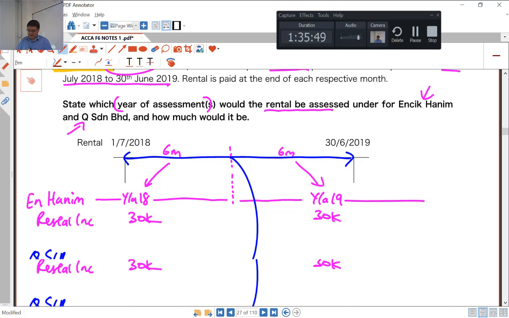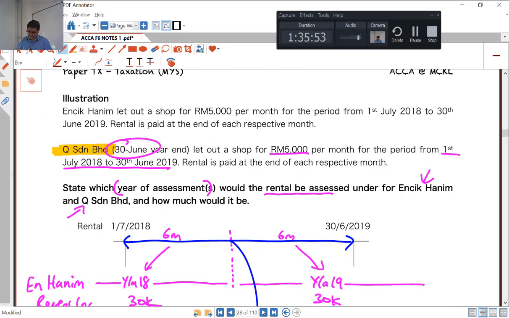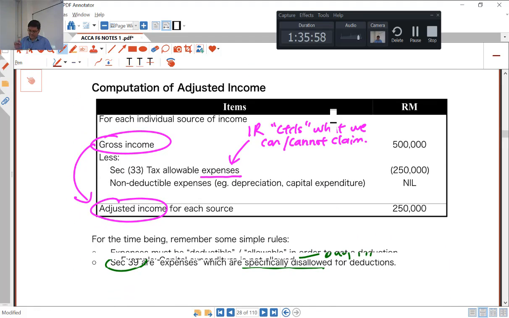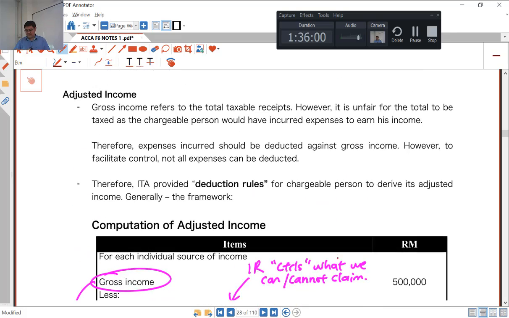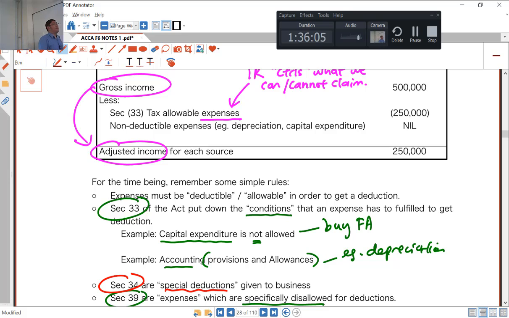Now, if you recall what we had just now, I mentioned to you earlier that if you buy a fixed asset, you cannot claim a deduction because the cost is capital. Now, you're not allowed to claim depreciation as well because it's considered as an accounting adjustment or provision figure. So you're not allowed to claim this.